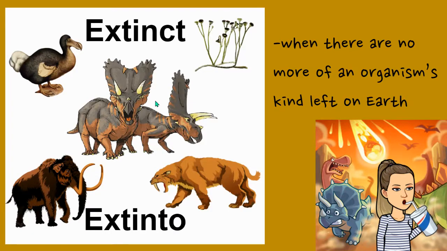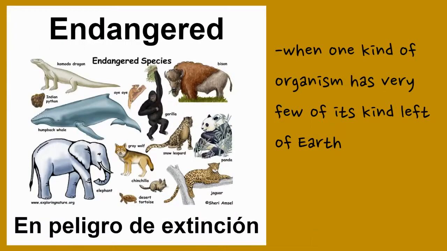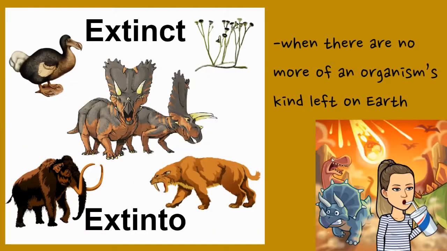Plants also go extinct. This plant is called the Cooksonia. This plant is extinct, so there are no more of this type of plant on Earth. So animals that are endangered are at risk for becoming extinct. There are a couple different reasons why animals become endangered and sometimes extinct. They might lose their habitat, have widespread diseases, or become overhunted.